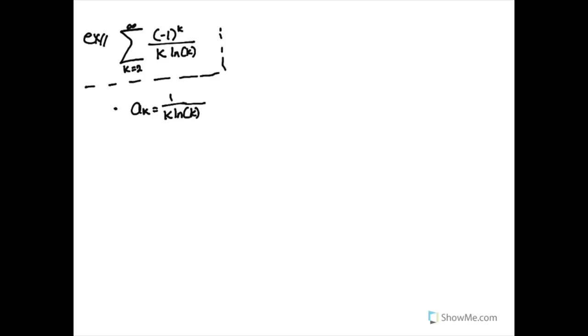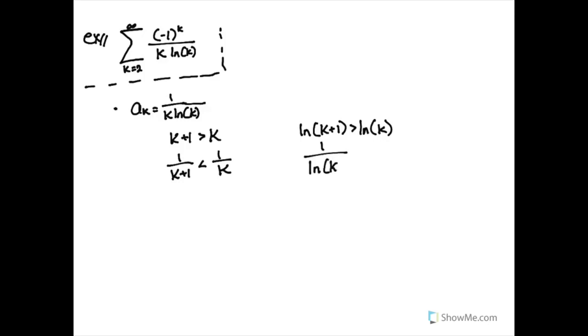The way we do that is first observe that k plus 1 is greater than k, which implies that 1 over k plus 1 is less than 1 over k. And similarly, ln of k plus 1 is greater than ln k, which implies that 1 over ln of k plus 1 is less than 1 over ln k. And both these statements are true for all k greater than or equal to 2.